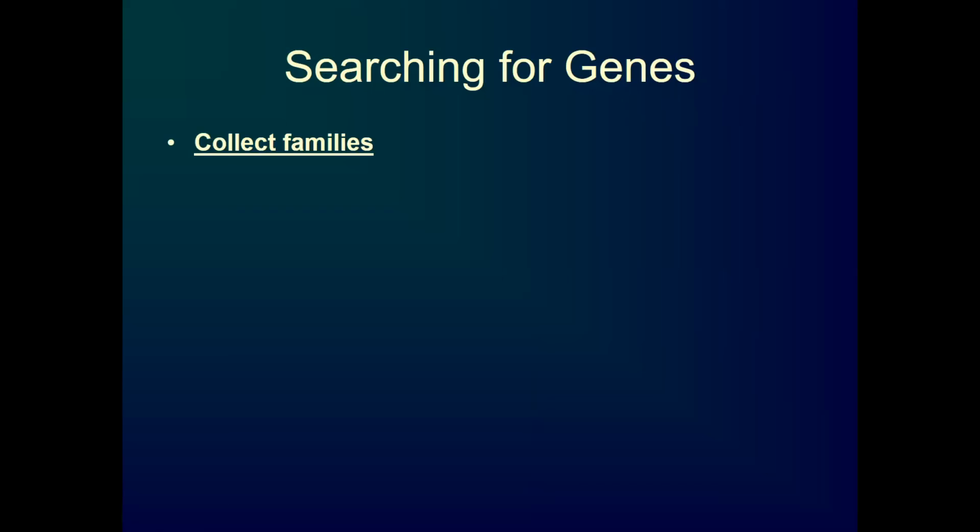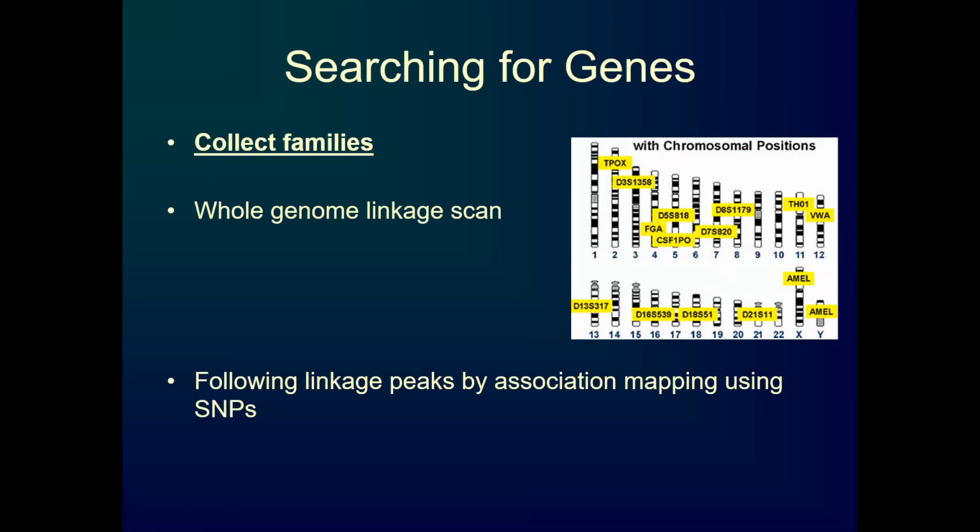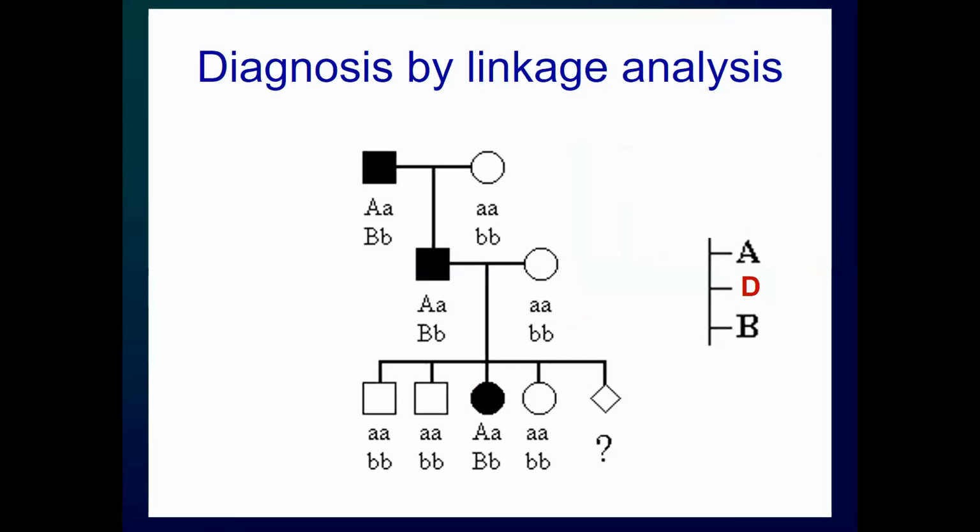So in order to conduct a proper linkage analysis, we need to collect as many families as possible, scan the genome with a large number of markers, conduct whole genome linkage analysis, and then the linkage region that will be identified needs to be followed up with fine mapping using SNPs. And then you could publish.